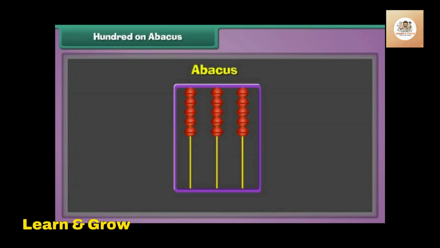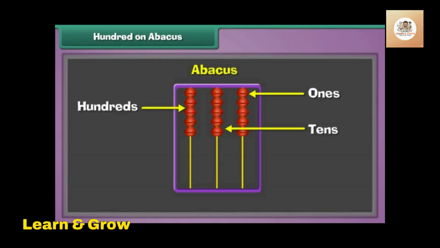100 on abacus. Look at this abacus. It has 3 strings. Each string represents a position. The rightmost string represents the ones place, the next the tens place, and the leftmost the hundreds place. The beads in each string represent the value at each position. There are 3 beads in the hundreds string, 5 in the tens string, and 4 in the ones string. The number represented by the abacus is 300 plus 50 plus 4, which is equal to 354.